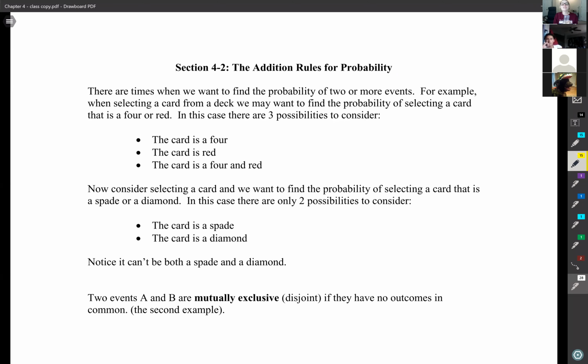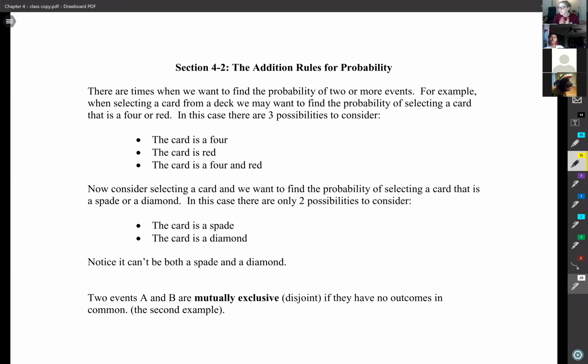Okay. Let's go on to section 4.2, which is the addition rules for probability. So there are times when we want to find the probability of two or more events. For example, when selecting a card from a deck, we may want to find the probability of selecting a card that is a 4 or red. So in this case, there's 3 possibilities to consider. And by red, I mean the color being red.